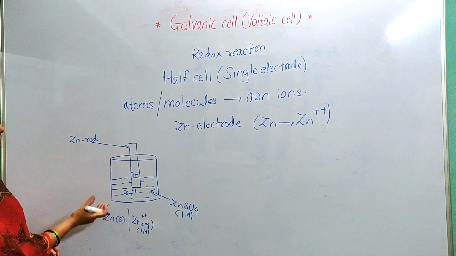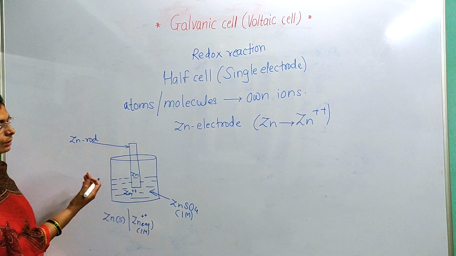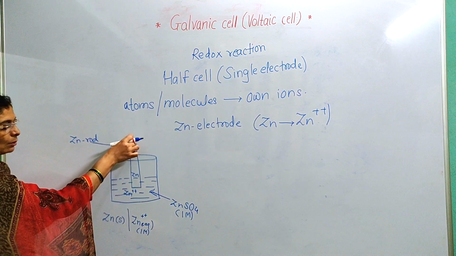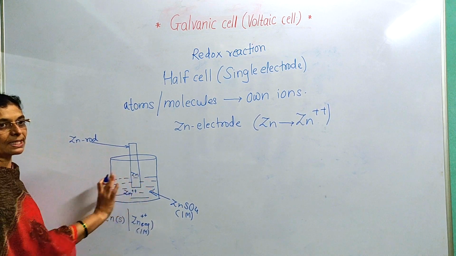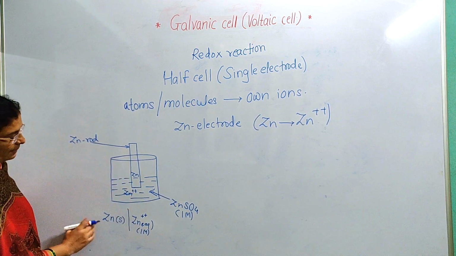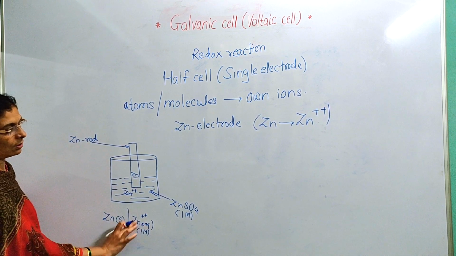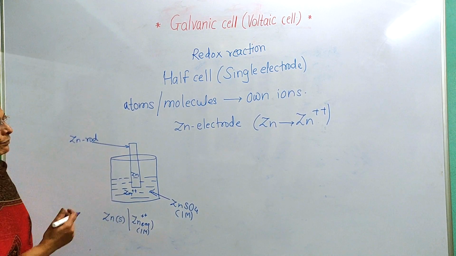Now suppose we have to prepare a copper electrode. How can you prepare it? We have to take one copper rod and dip it in a solution containing Cu2+ ions. Like this, you can represent the copper electrode in this way.